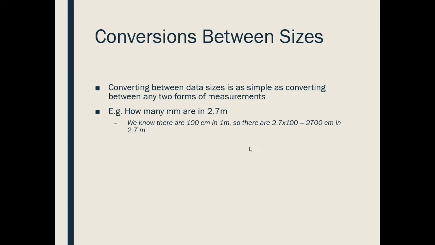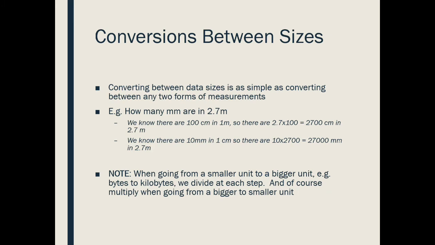Now we have to go one more step here, and we have to multiply by 10 because there's 10 millimeters in 1 centimeter. So that means that we have 10 times 270, or 2,700 millimeters in 2.7 meters. So it's not a single step process. We have to step through it one piece at a time.